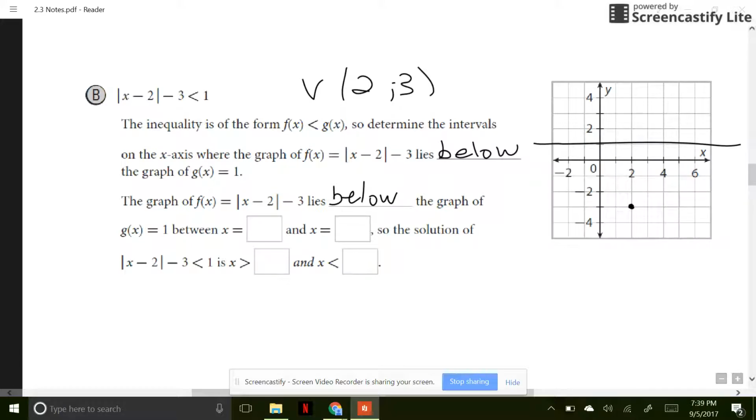It lies below the graph of g of x equals 1 between x equals -2 and x equals +6, if we use our normal slope to find our values here. So the solution of absolute value x minus 2 minus 3 is less than 1 is x is greater than -2 and x is less than +6.